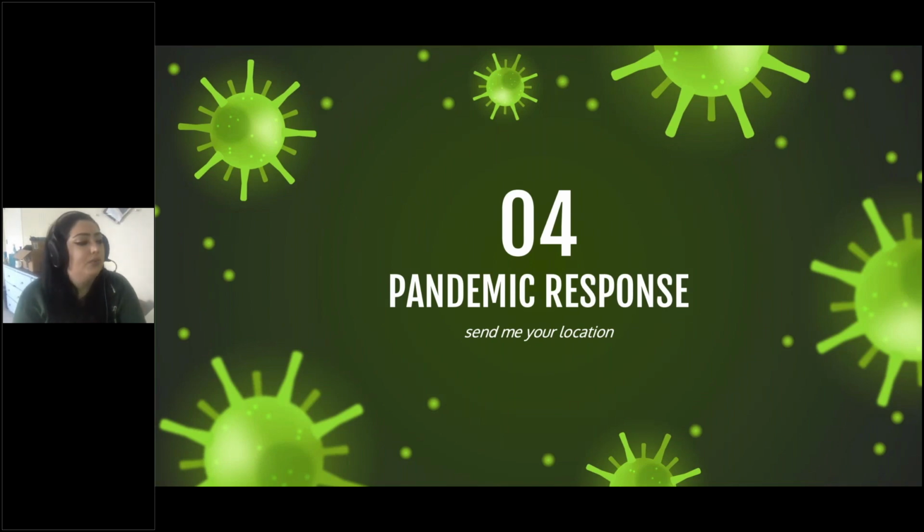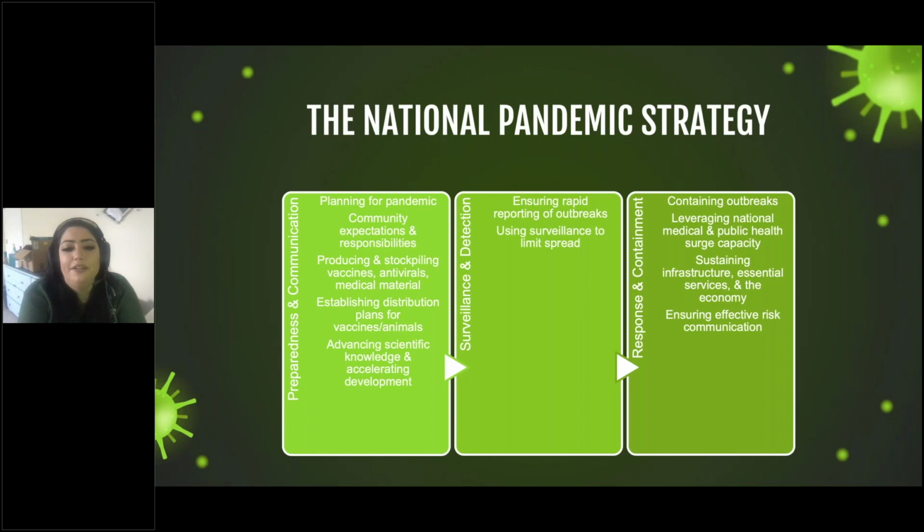So now we look at the way that we respond to pandemics. The National Pandemic Strategy is composed of 3 pillars. First pillar is preparedness and communication. This is the epitome of planning for a pandemic. The governing body will set community expectations and assign responsibilities, produce and stockpile vaccines, antivirals, or treatments, establish distribution plans for those treatments, and continue to advance scientific knowledge and accelerate the development of breakthroughs and other novel treatment.